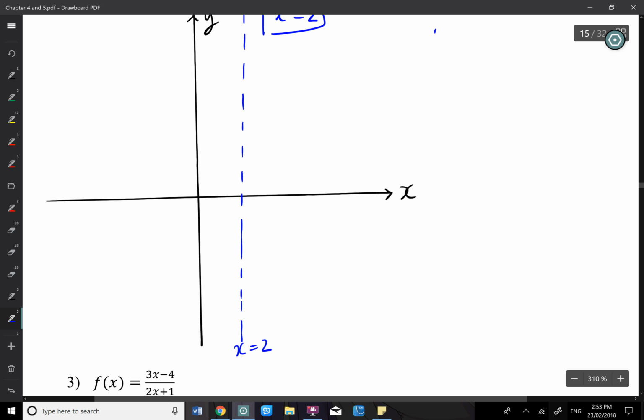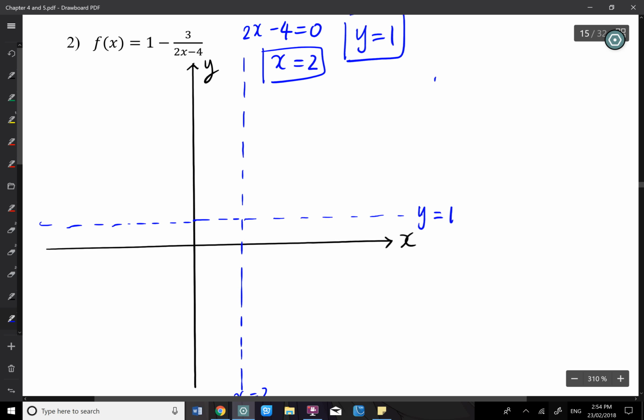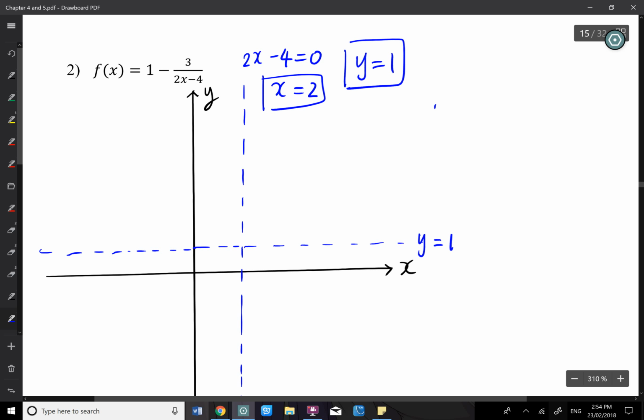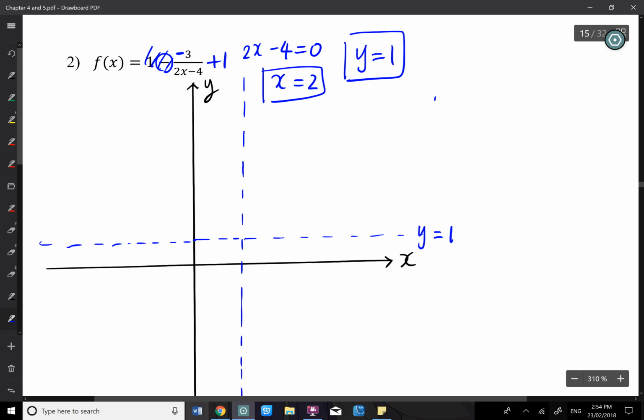And y equals 1. y equals 1 is here. Remember to label the equations. That is y equals 1. Okay. Positive graph or negative graph? Negative, because you put this negative here and then that's a +1. Okay, so the graph can become this. So it's a negative graph.